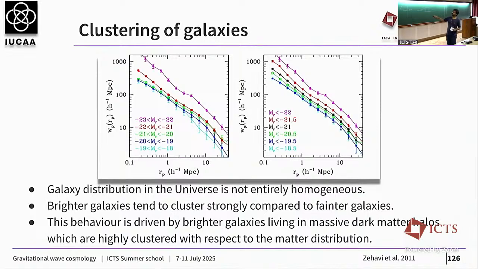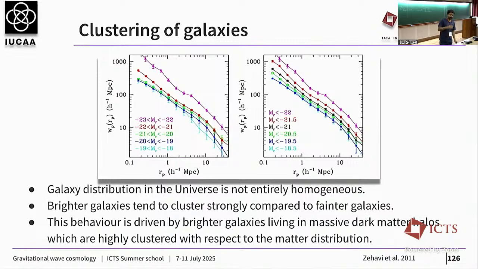This was done in luminosity bins. This is done in threshold bins. And again, you can see the same kind of effect. The reason why you see this effect is because, again, galaxies live in dark matter halos, and dark matter halos themselves are clustered with respect to the matter distribution.